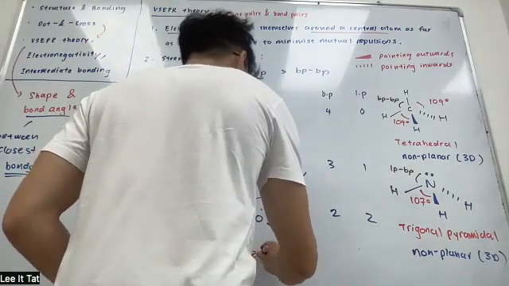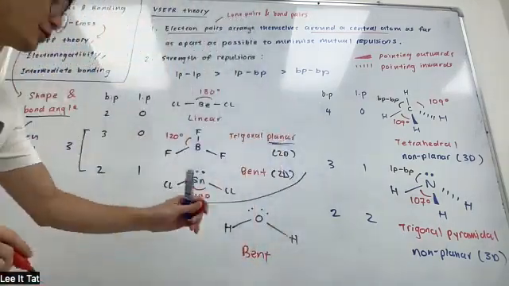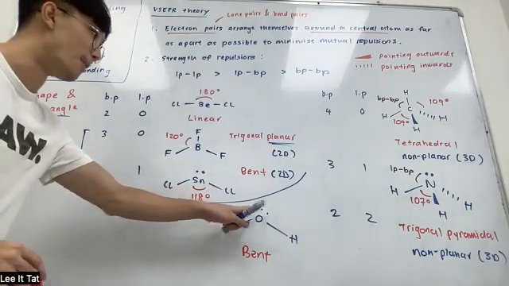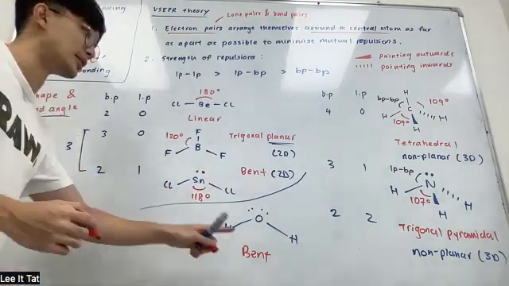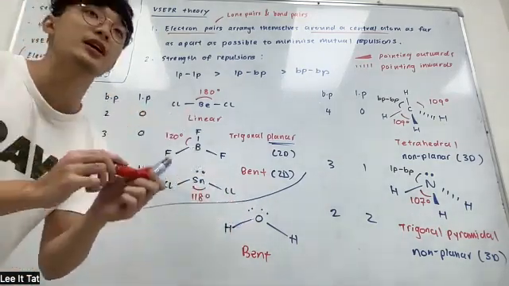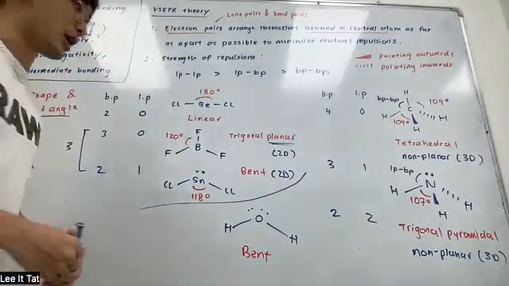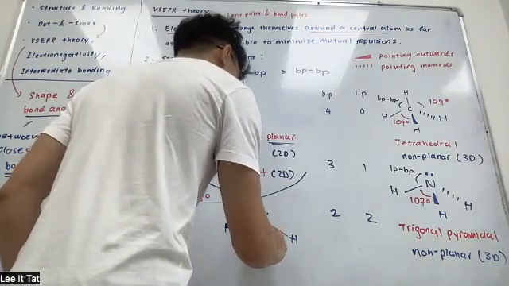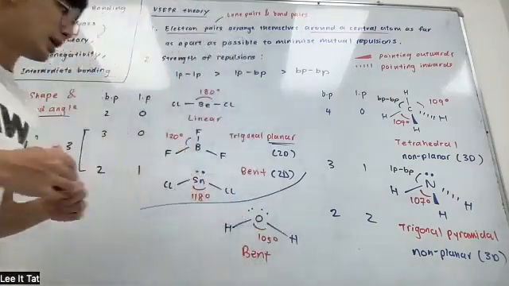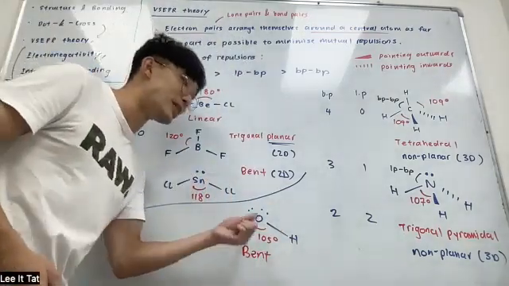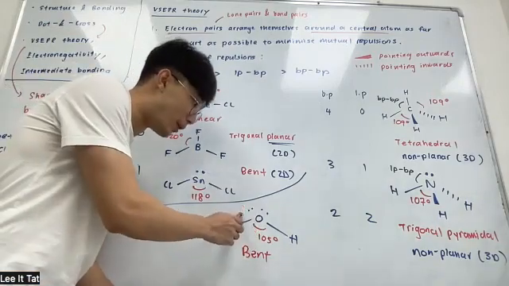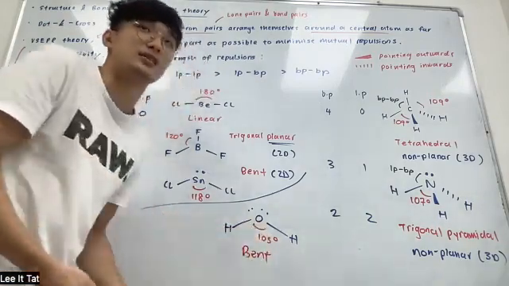You will notice there are 2 bend shapes, but the difference is the number of lone pairs and number of bond pairs. The bond pairs are the same. It's the number of lone pairs that are different, correct? So do you expect the bond angle to be the same? No. In this case, the bond angle is 105. Again, bond angle is between the bonds. Don't tell me between the bond and the lone pair. That's not a bond angle, it doesn't make sense.